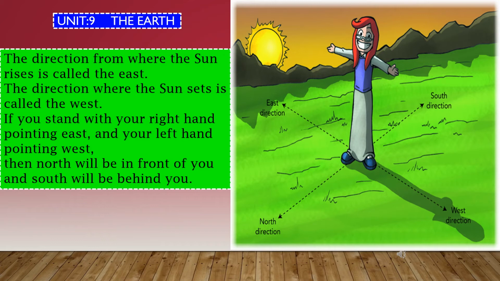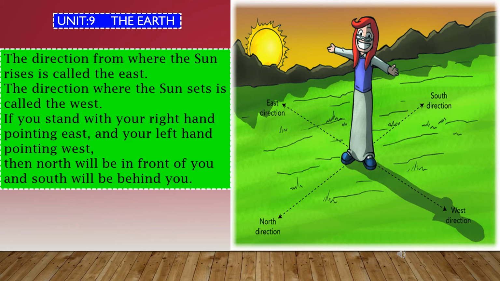The direction where the sun sets in the evening, when the earth is turning its face away from the sun. At that time in the evening, it seems like the sun is setting down or going somewhere, but the earth is facing away from the sun. So this direction where we stop seeing the sun is called west.